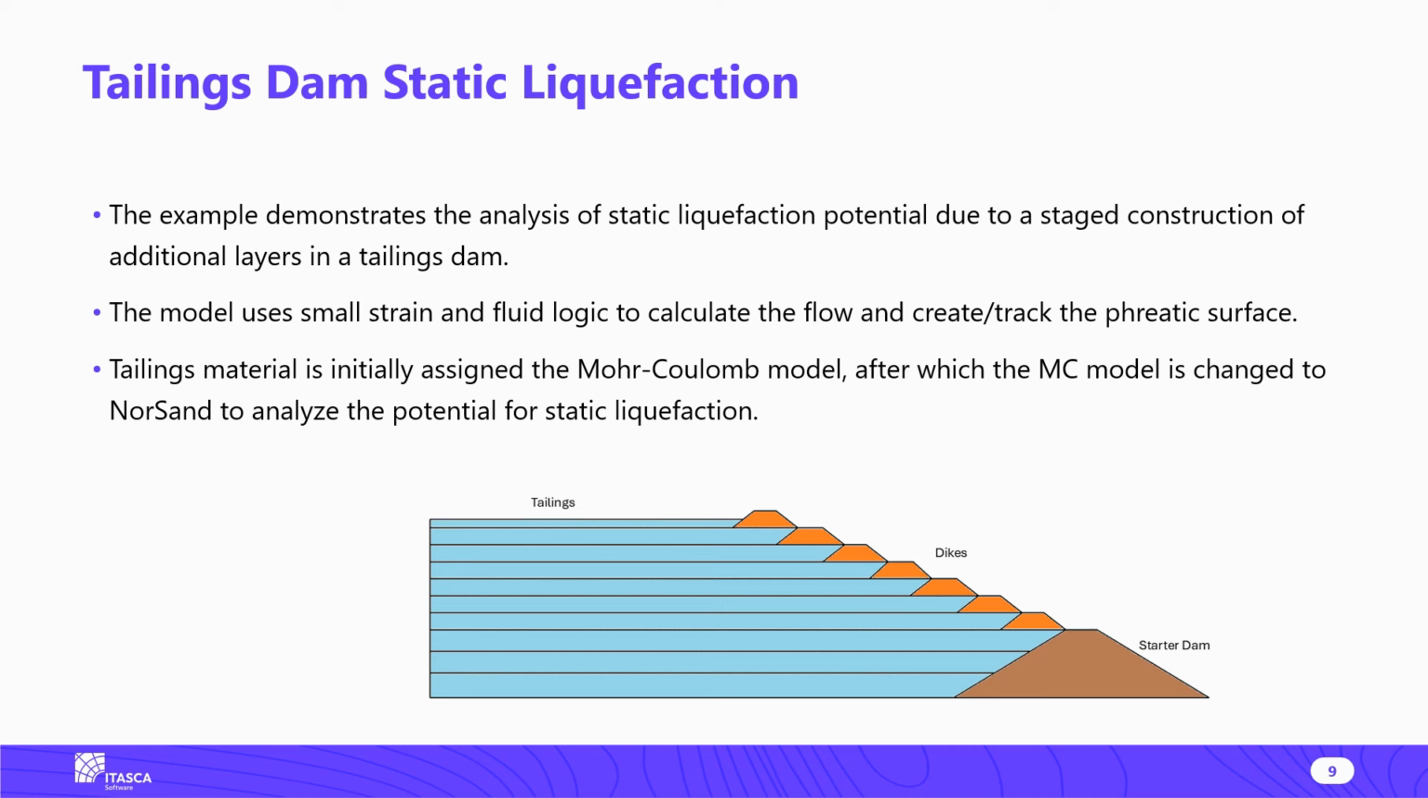Tailings material is initially assigned the Mohr-Coulomb model, after which it is changed to the NorSand model to analyze the potential for static liquefaction. The model starts with generating a starter dam, and then additional tailings are added alongside with dikes to simulate multiple stages of construction.